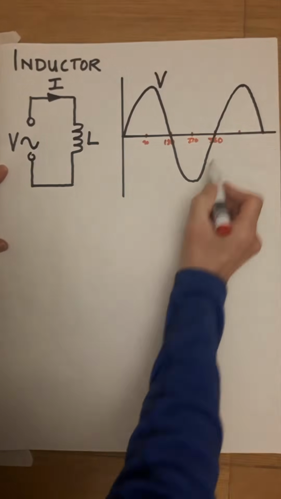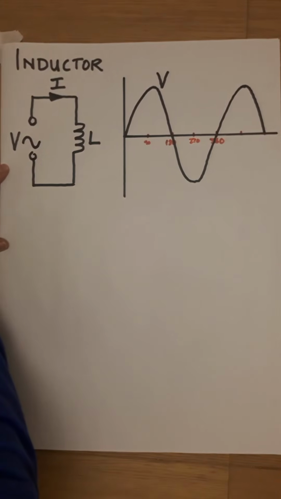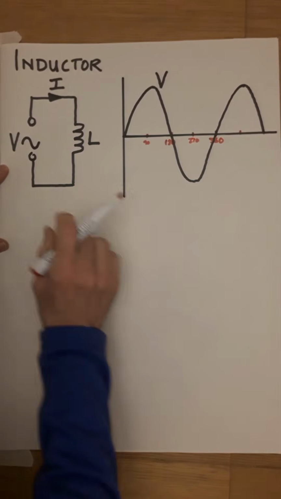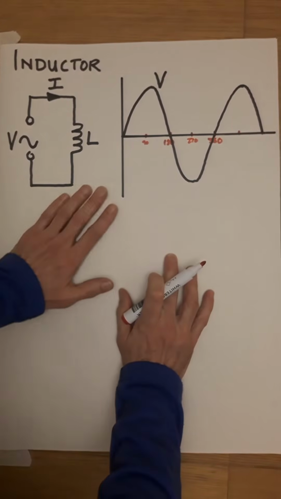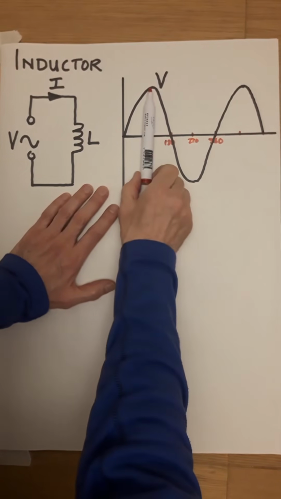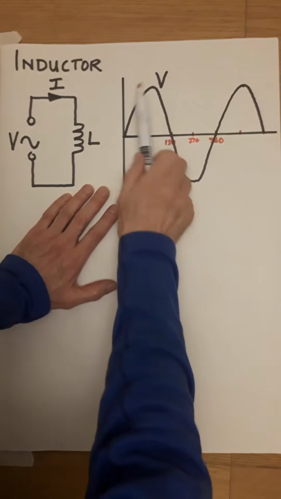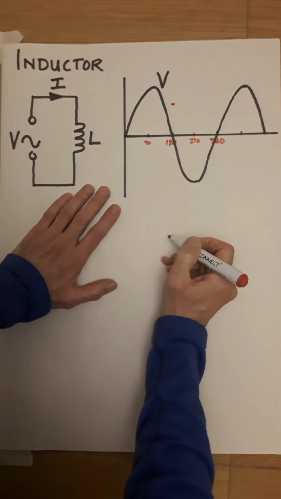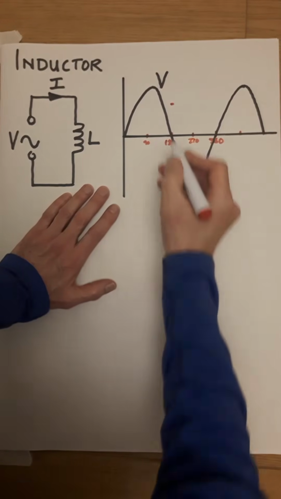So we still have the sine wave, which is our supply voltage, but the current is going to arrive later. It's going to reach its maximum 90 degrees later than the voltage. So the voltage is at its maximum there, and the current is going to reach its maximum later. So I can attempt to draw that in.